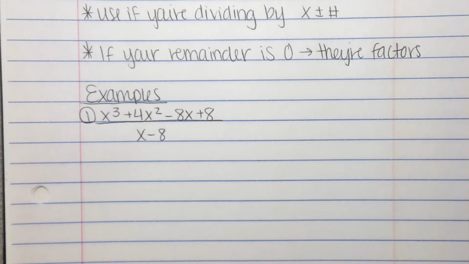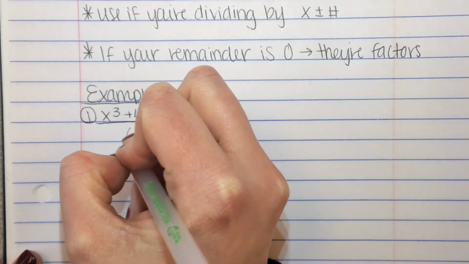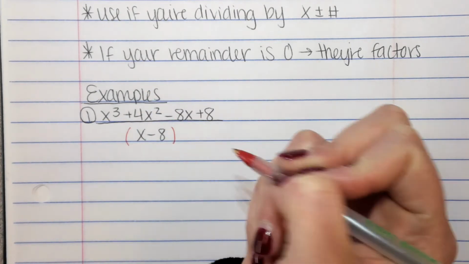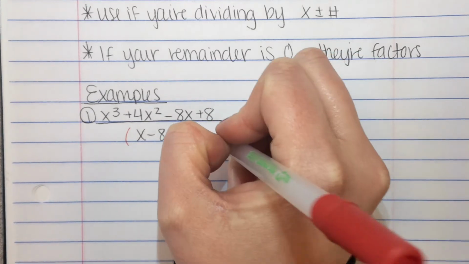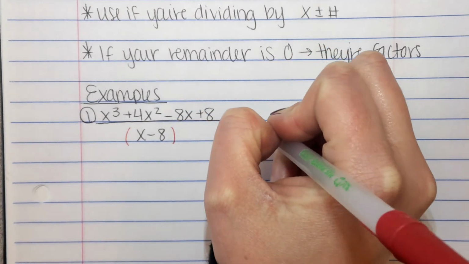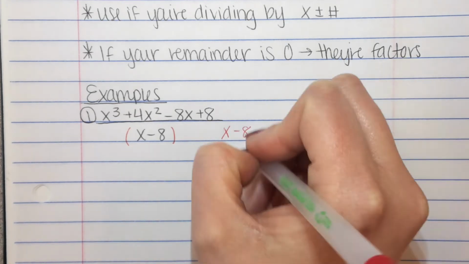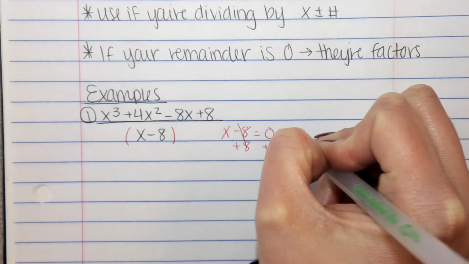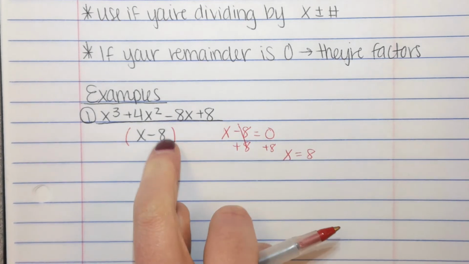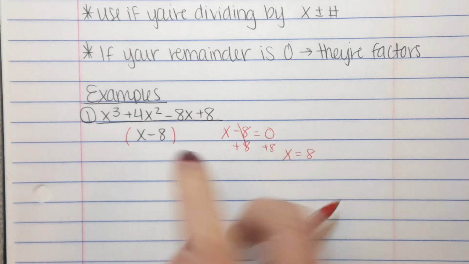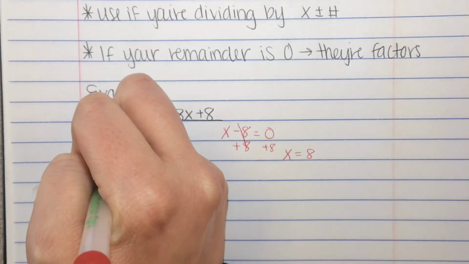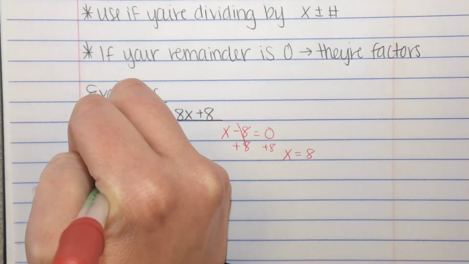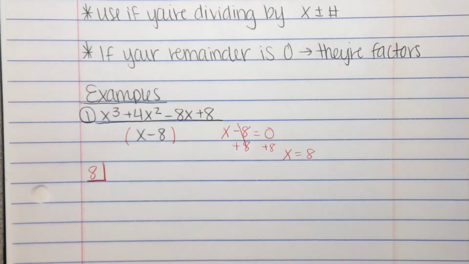Okay, so we will go ahead and get started with example number 1 here. We have x cubed plus 4x squared minus 8x plus 8 divided by x minus 8. Okay, so this x minus 8 is our factor. And do you remember solving that for 0? So x minus 8, or setting it equal to 0 and solving, I should say. You add 8 to both sides, and you get x equals 8. So that's what I'm going to use. It's the opposite of what I'm given, okay? So I'm going to put 8, and then I'm going to use like this little half of a box, okay? That's how you set up the synthetic division.